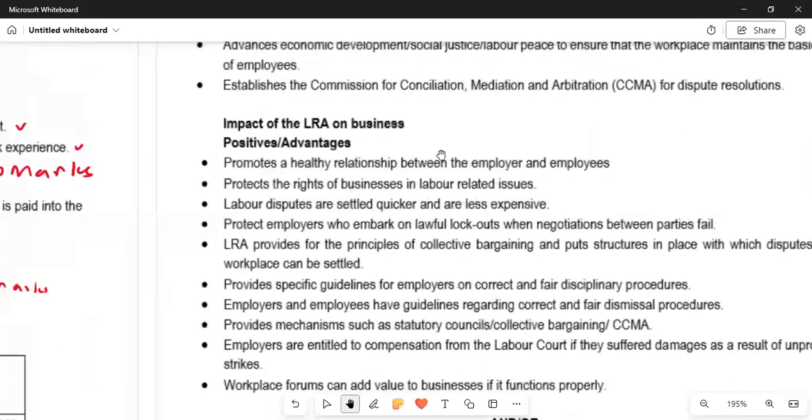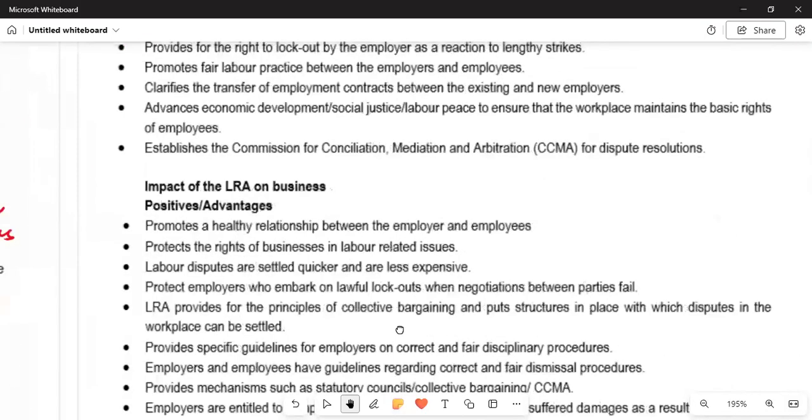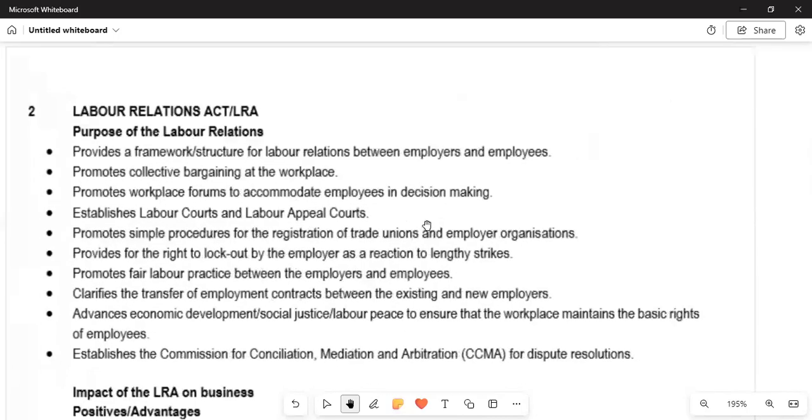Now we come to the Labor Relations Act. As the word implies, we are talking about the relationship between two parties, employers and employees. So about the purpose of this act, we are first going to start with the purpose. It provides a framework or structure for labor relations between the employees and employers, where we are going to make sure that there is a healthy relationship between the two parties.